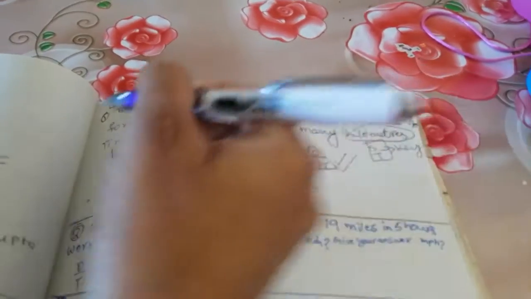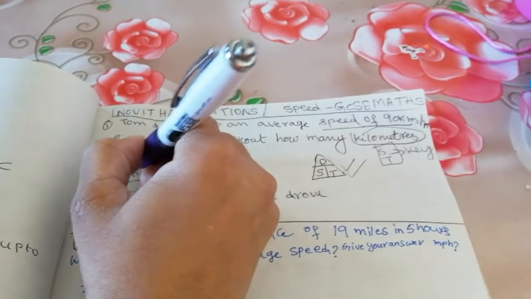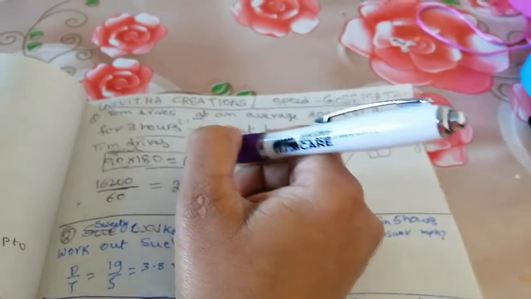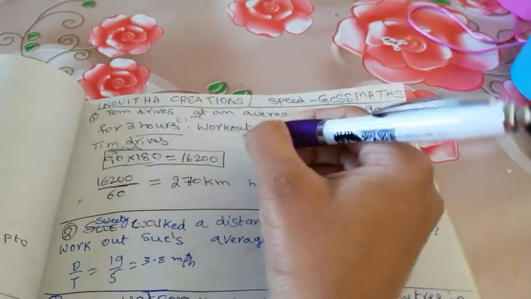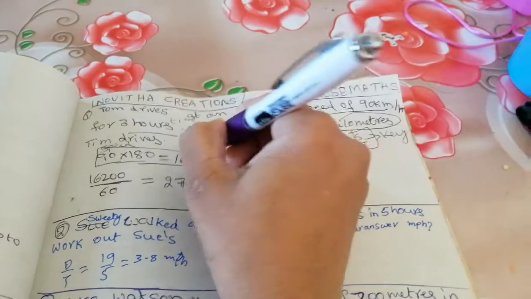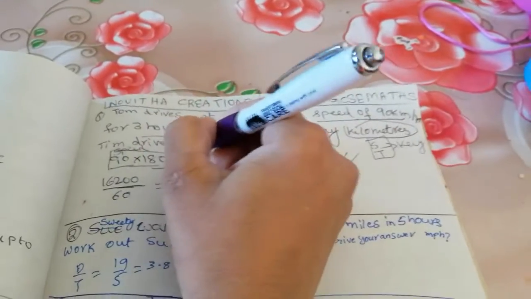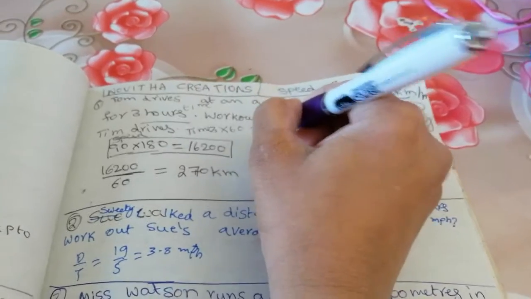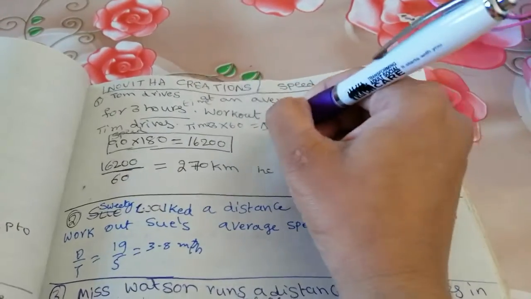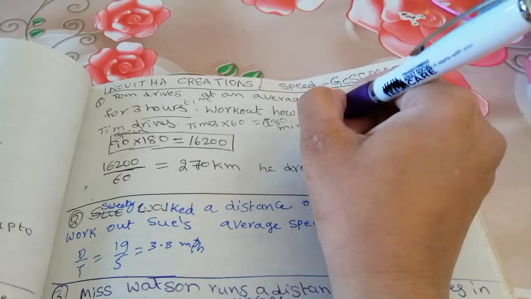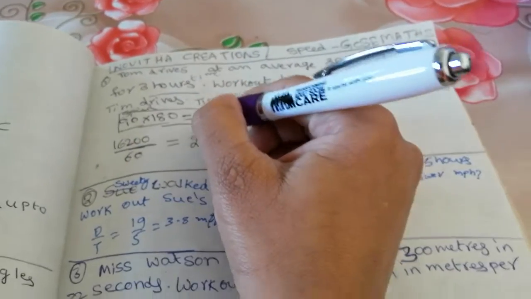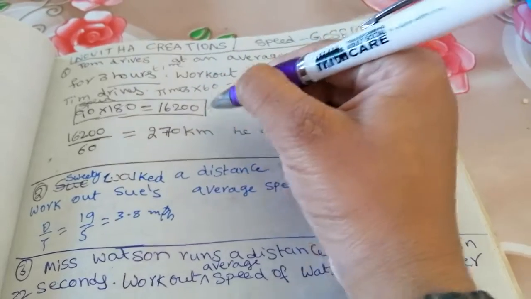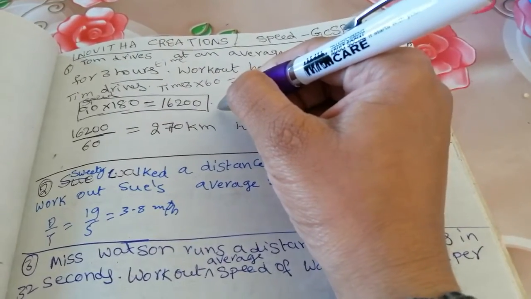So the given speed is 90 kilometers per hour and time is 3 hours. I converted the time, 3 hours, into minutes. 3 times 60 equals 180 minutes. So 90 times 180 equals 16,200.